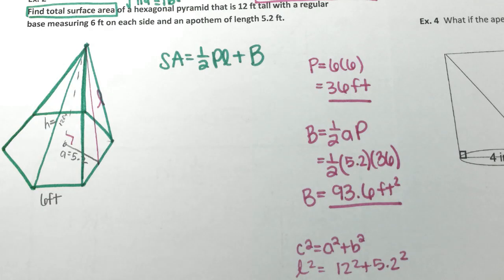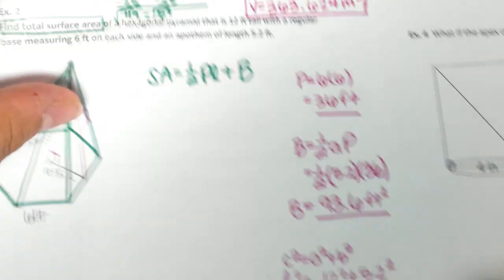When you're putting it in Desmos, I'm just going to do L equals 12 squared plus 5.2 squared. Gives me what? Does that make sense? 13, yeah, we can just do 13.1. Can everybody store that in their calculator like me? Yeah. And we'll say L is 13.1.